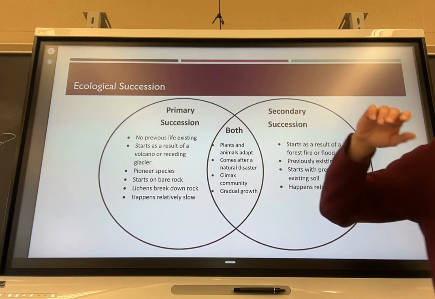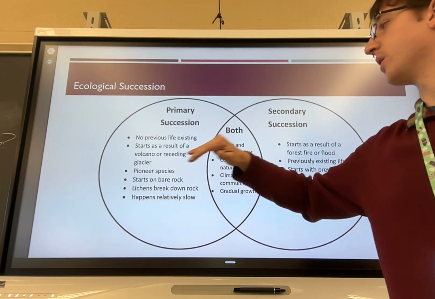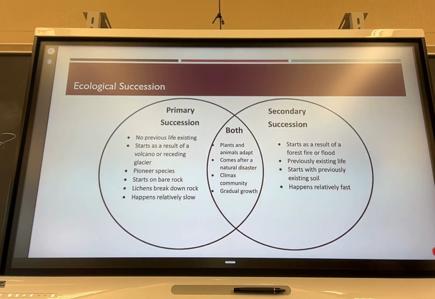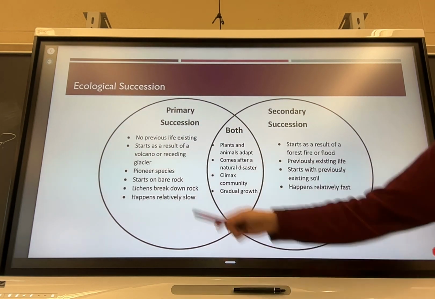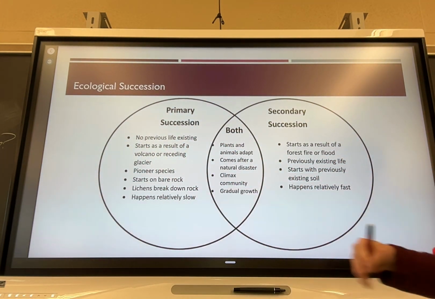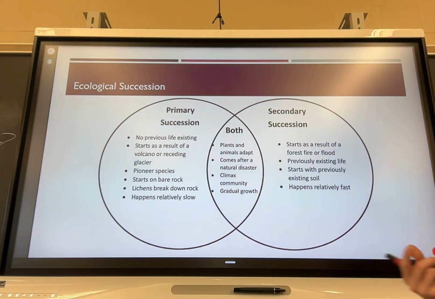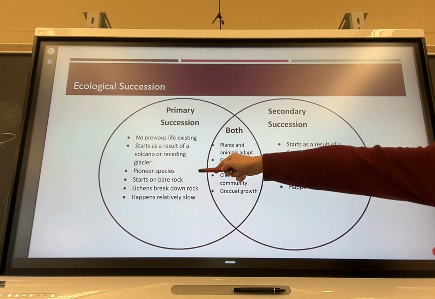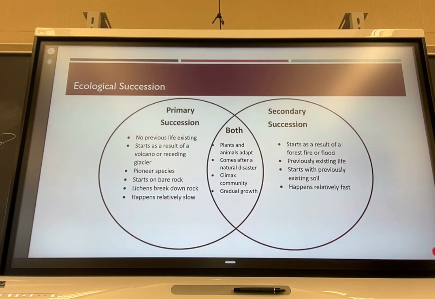So primary succession, we are going to start with nothing. We are going to start from some sort of maybe a volcanic eruption or receding glacier or something. We're going to start with nothing. It's going to start on bare rock. These pioneer species are going to develop and help to break down the rock and produce more soil and produce more plants and animals that have adapted to those conditions. And this is going to happen really slowly. This takes many, many, many years.